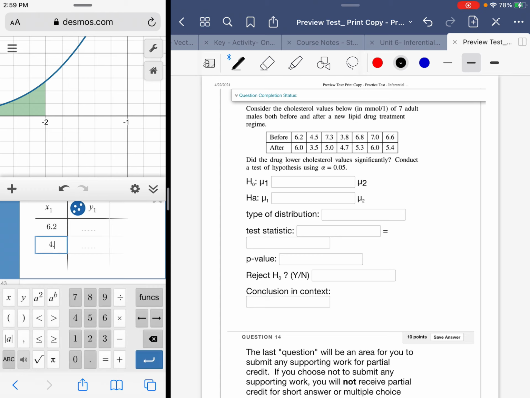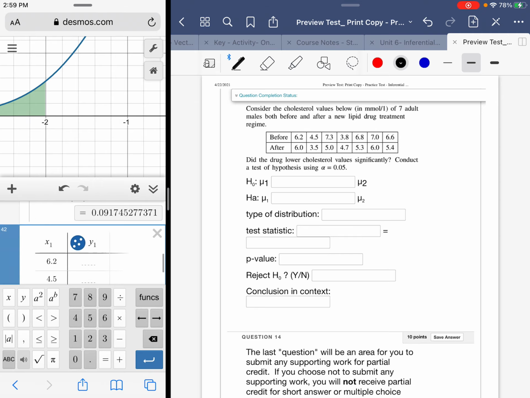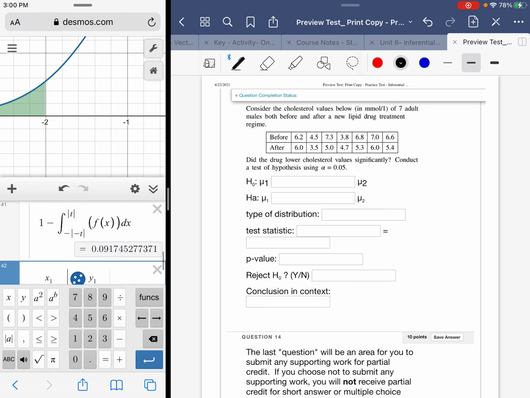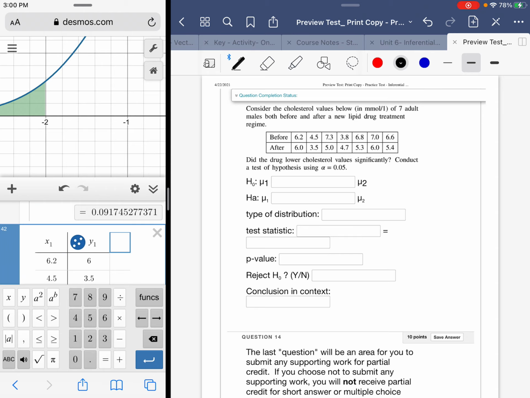6.2, 4.5, 7.3. I'm going to just put in these values. 7, 6.6, 6, 3.5, 5, 4.7, 5.3, 6, and 5.4. All right, so what we're going to do is subtract these two values.